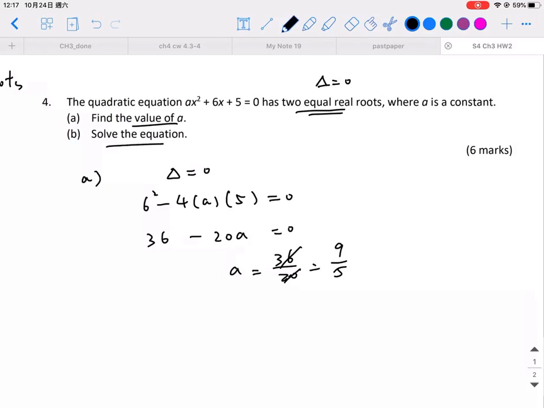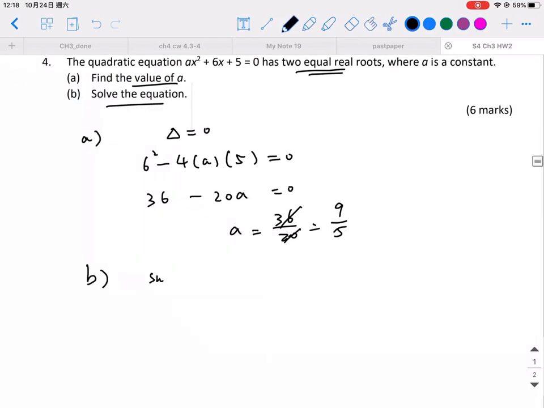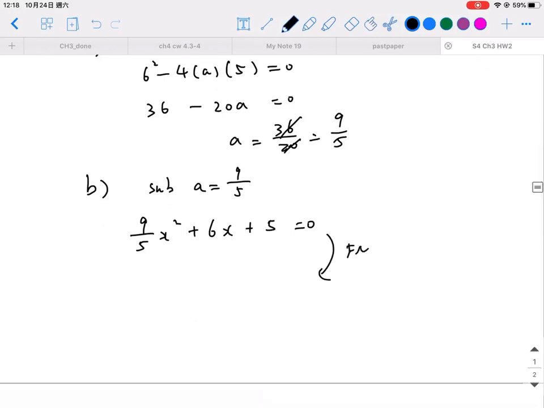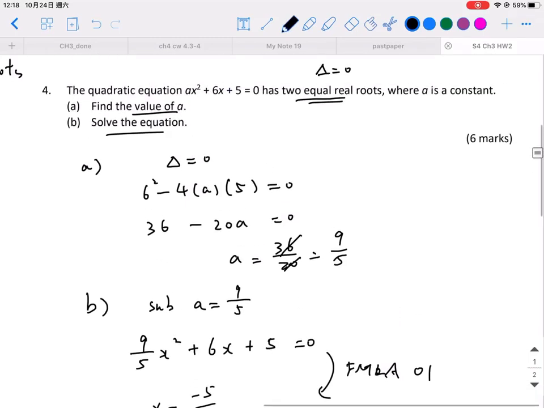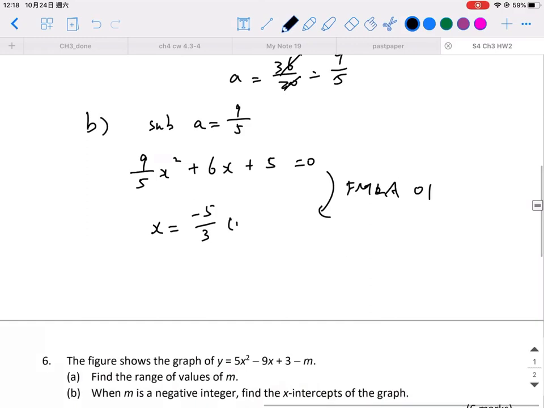And for part B, okay, solve the equation. So that means you substitute a is equal to 9 over 5. And the equation will become 9 over 5x squared plus 6x plus 5 equal to 0. And you can just solve it by formula, and just suppress a is equal to 9 over 5, and b is 6, and c is 5. So the value will become x is equal to -5 over 3. Okay, it must be repeated root as the question stated is 2 equal real roots. So we will write down repeated.